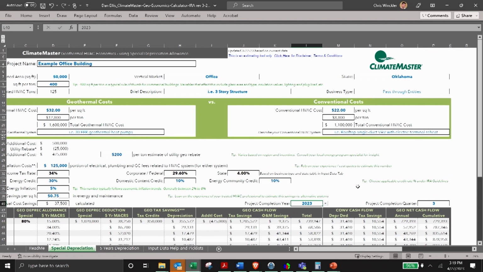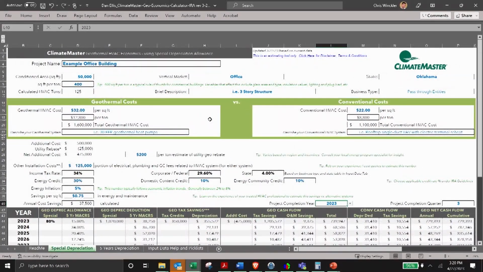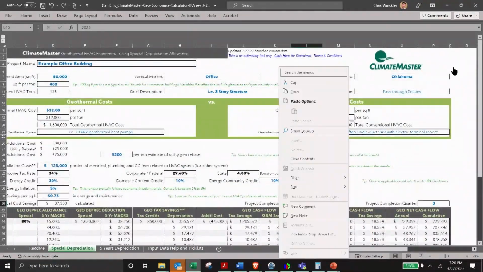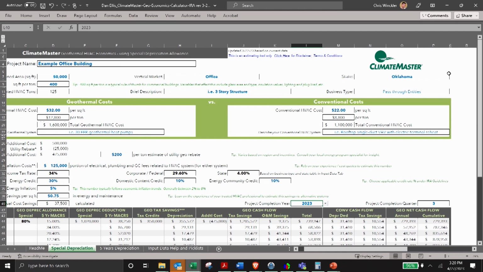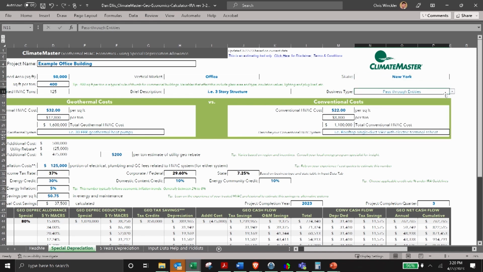So this is that same example. It's starting out with the same example, but I could change something. For example, if we put it in, let's say, the state of New York, which should be in here. And we can plug in, instead of a pass-through entity, maybe it's a C Corp or a non-taxable. I'll just throw it in as a C Corp for now. You can see these numbers changing down here.